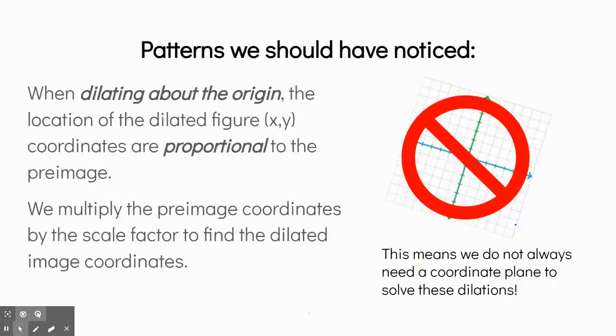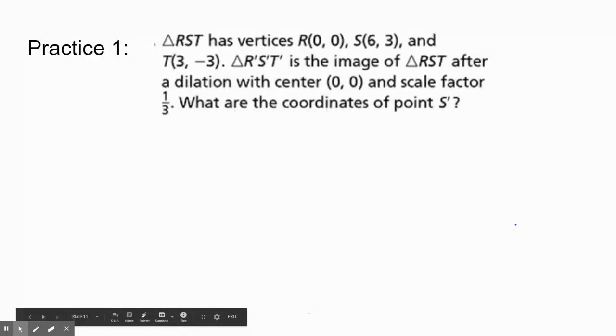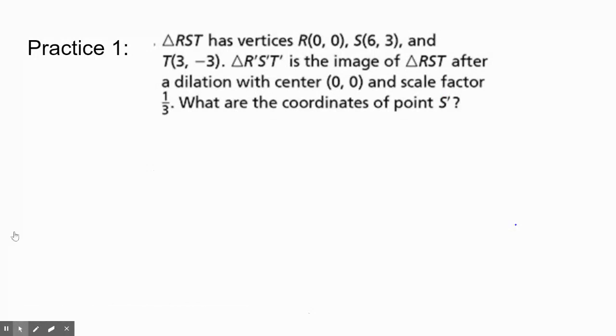Okay, so patterns we should have noticed when dilating about the origin, the location of the dilated figure's x, y coordinates are proportional to the pre-image. We multiply the pre-image coordinates by the scale factor to find the dilated image coordinates. This means we do not always need a coordinate plane to solve these dilations. So we have 2 practice problems, and then you guys can do your exit slip.